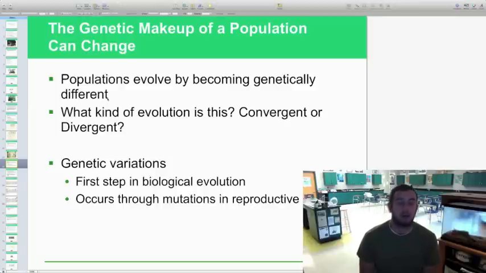Genetic variations are your first step in biological evolution. You have to have mutations or some sort of genetic variation to allow these organisms to actually look different, serve different roles, and even change shape or look. It occurs through mutations in reproductive cells. So all genetic variation really boils down to mutations.